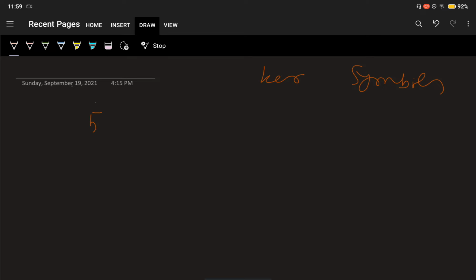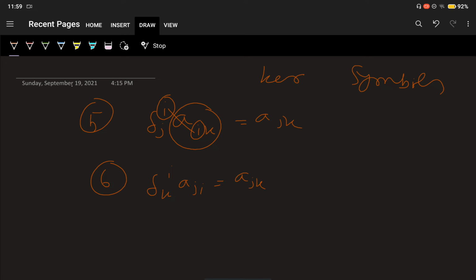So the fifth property, delta ij, A is a covariant tensor. The covariant tensor and contravariant tensor, the physical meaning and the mathematics, I will discuss in the second lecture. Okay, now this can be written as a_jk. These indices are the same, so can be contracted. Sixth, delta ik a_ji is a_jk. Okay, these indices are the same, so can be contracted.